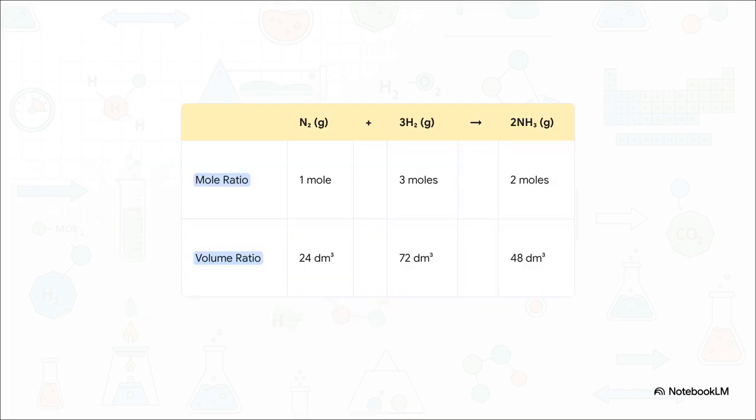Just look at this example from the Haber process. We have 1 mole of nitrogen reacting with 3 moles of hydrogen. That's a 1:3 mole ratio. Now, if we translate that to volume, it means 24 decimeters cubed of nitrogen reacts with 72 decimeters cubed of hydrogen. And what's the ratio of 24 to 72? Yep, it's 1:3. The ratios are absolutely identical.